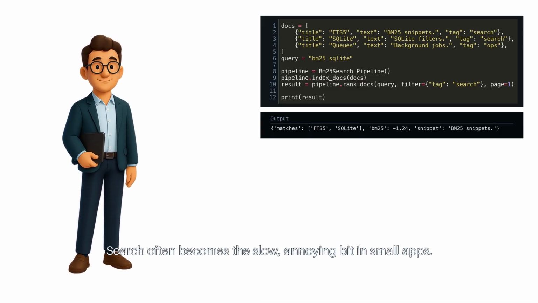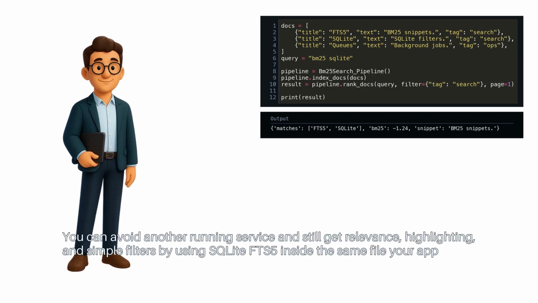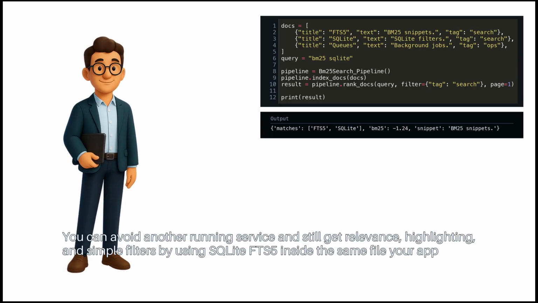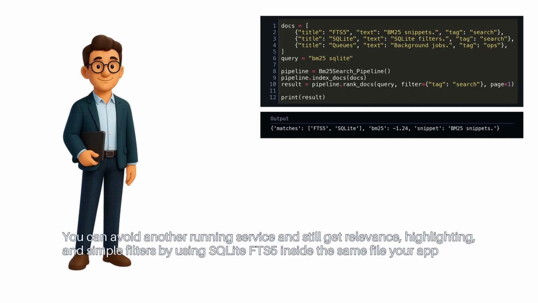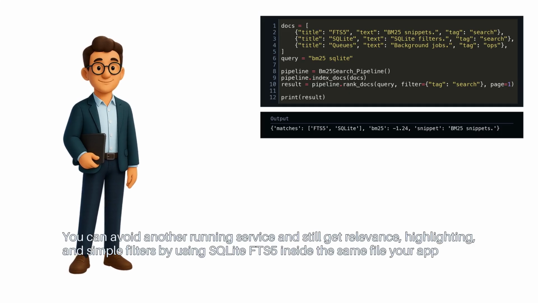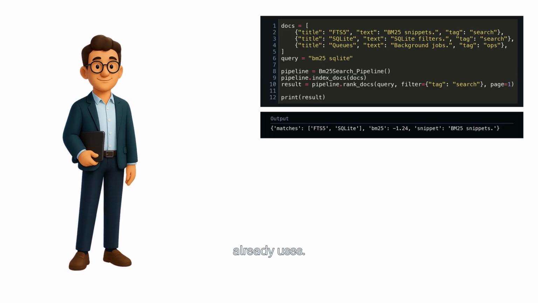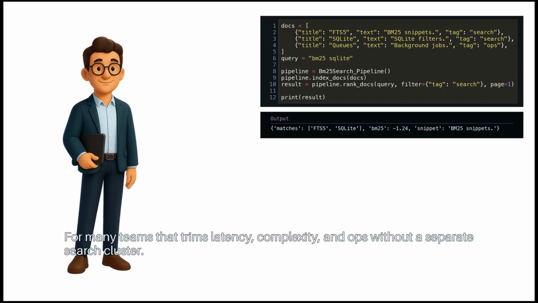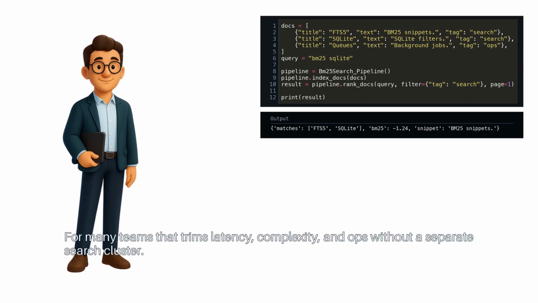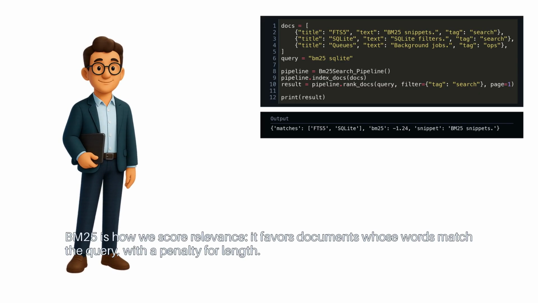Search often becomes the slow, annoying bit in small apps. You can avoid another running service and still get relevance, highlighting, and simple filters by using SQLite FTS5 inside the same file your app already uses. For many teams, that trims latency, complexity, and ops without a separate search cluster.